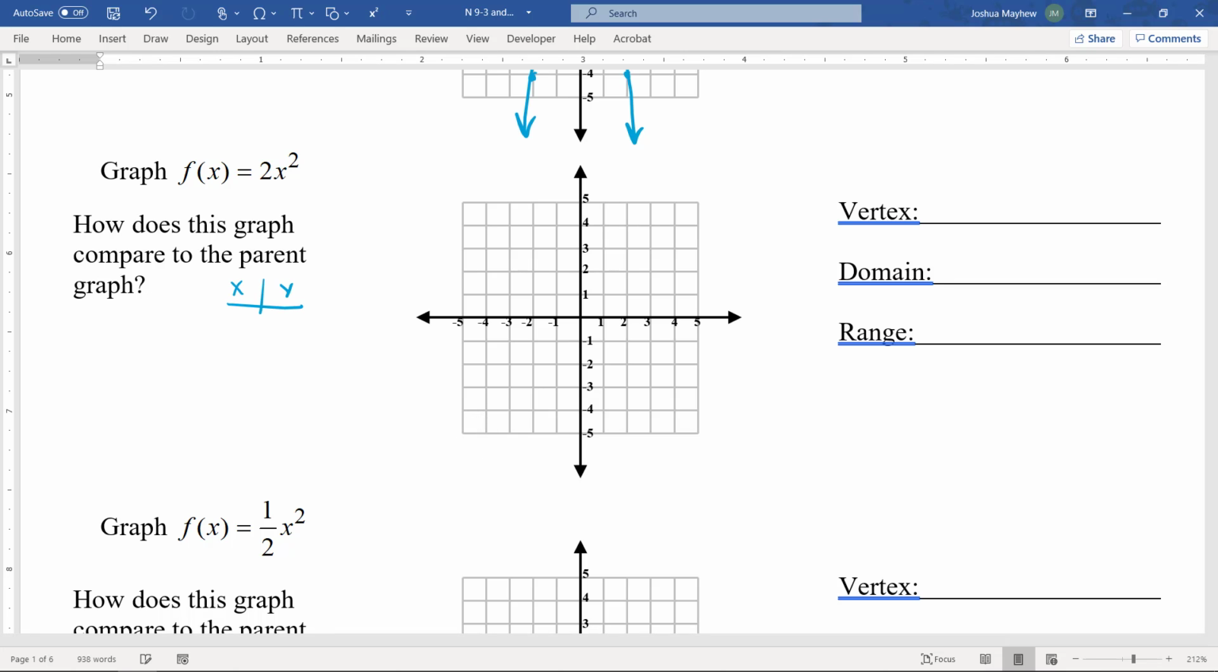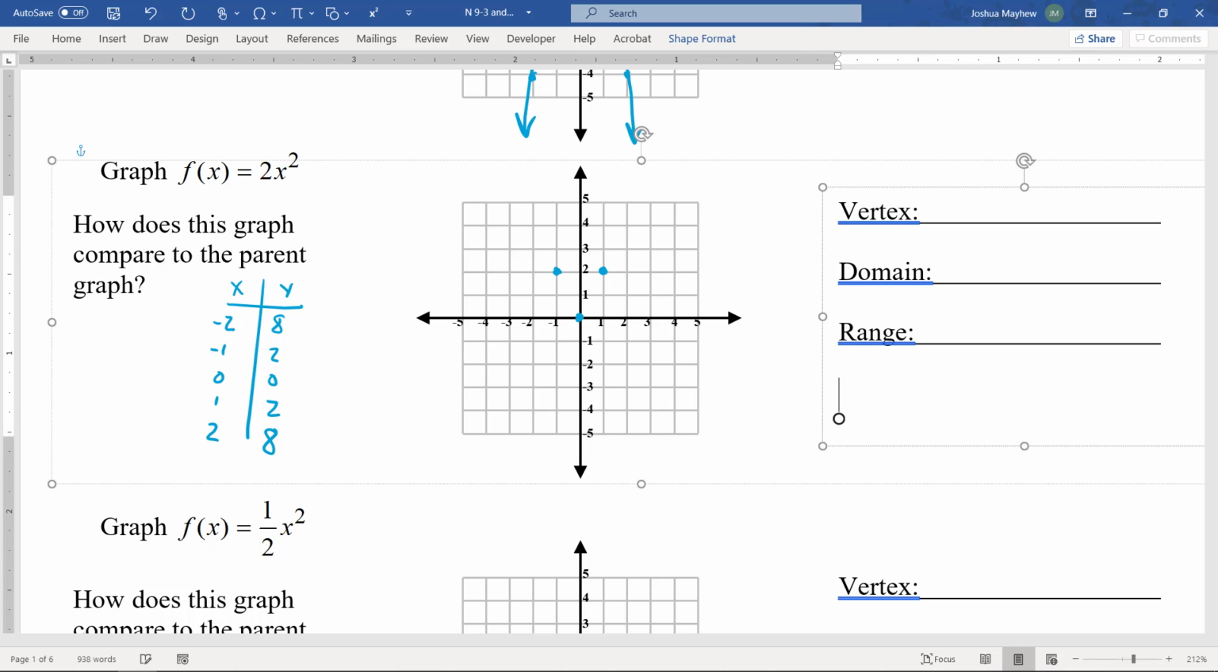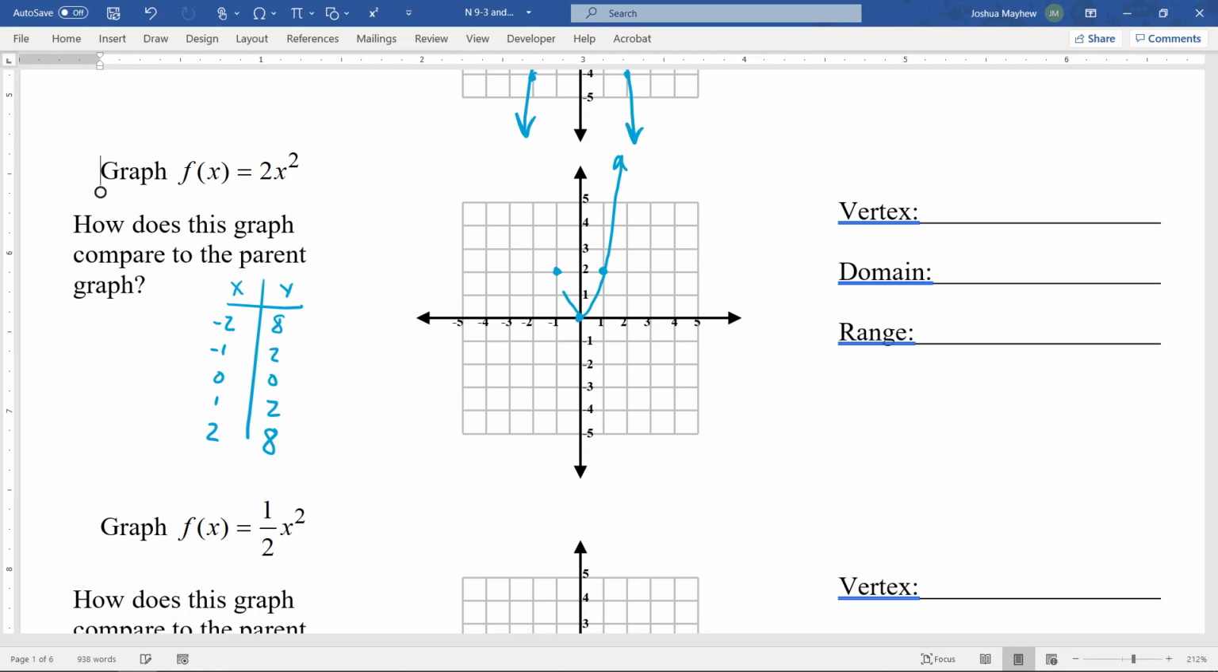All right, if I wanted to plug in the points, well, I'm going to do the same points. Okay. -2 squared is 4 times 2 is 8. -1, 2, 0, 2, 8. Okay, those are my points. Really, I just want to focus on these three, especially since the graph doesn't go to 8 on the y-axis, and that's fine. Here's what my graph will look like. Again, use your calculator if you need to.